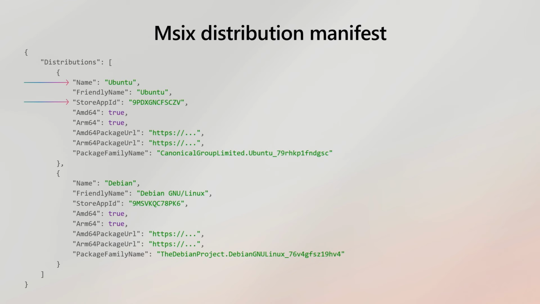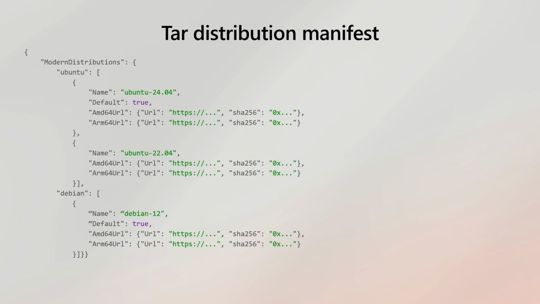We also have the store app ID and the modern MSIX package family name, which is what we use to know whether the app is installed or not. And when we look at this, we can see that this is kind of centered around the idea of a store app registration. And so this is something that we've changed in the new manifest format. So this new format is designed to work with the new tar-based infrastructure.